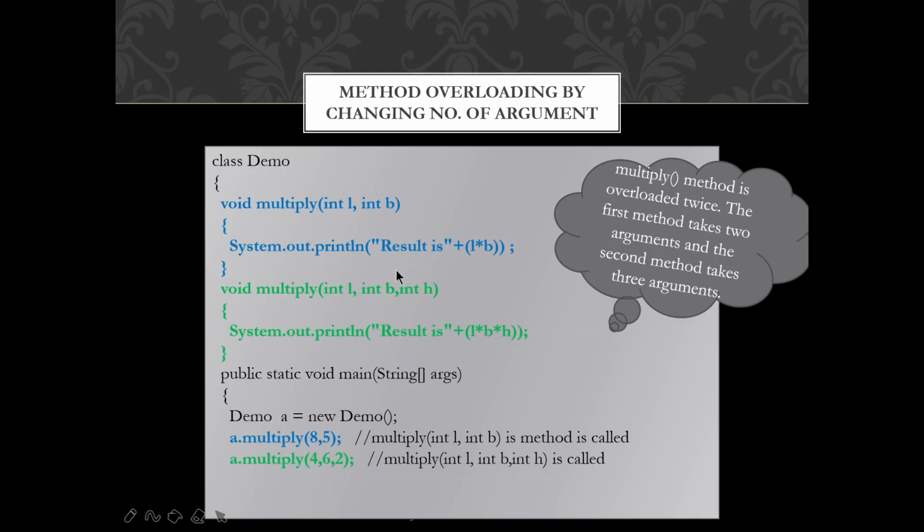Now if you observe here, we have the multiply method which is overloaded twice, but here the first method is accepting two arguments and the second method is accepting three arguments. This is the second type of method overloading, where we are changing the number of arguments. Okay, now if you run this program, you will be getting this output, like 8 into 5, and you will be getting an output like 4 into 6 into 2. Okay, so this is how method overloading can be achieved by changing the number of arguments, or the first type is by changing the data type of the arguments.